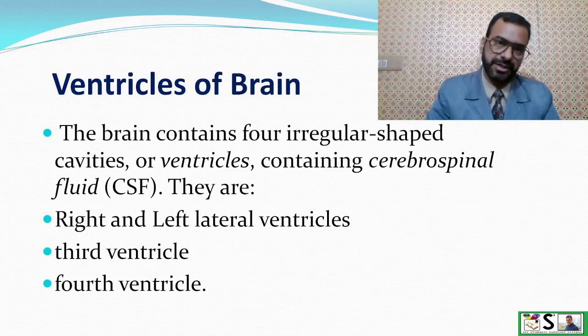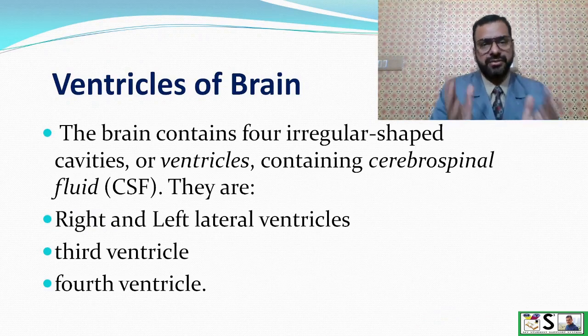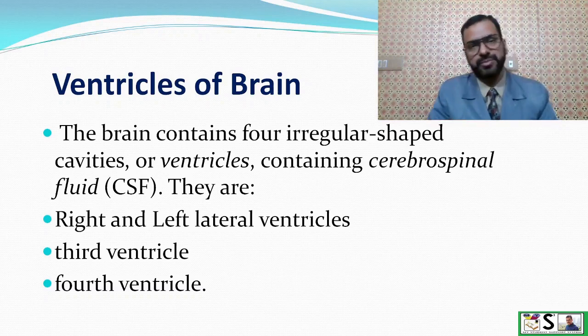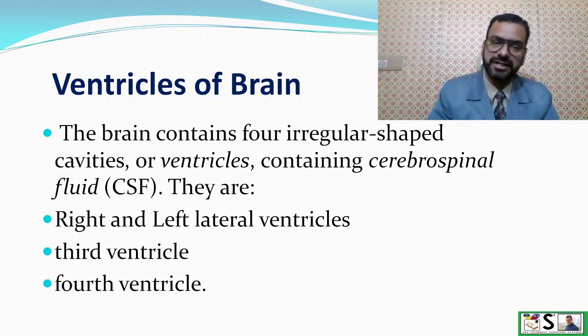Now, ventricles of the brain. The brain ventricles are four irregular shaped hollow cavities containing cerebrospinal fluid. These are four in number: right and left lateral ventricles, third ventricle, and fourth ventricle.